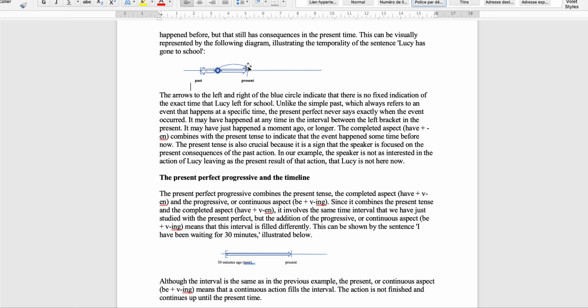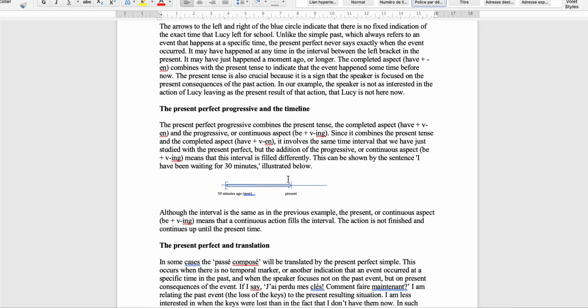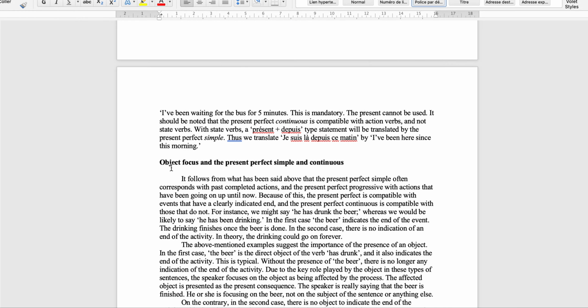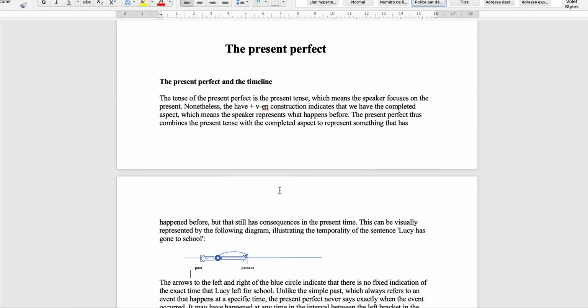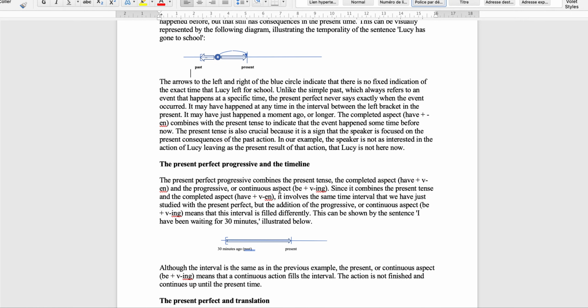But there's a third case, and here once again, we're looking at this question of object focus in the present perfect simple and continuous. This third case is all about certain events. We can look at them in different ways. We can either see them as non-lasting, or we can see them as longer lasting. And what that most often depends on is the complement.